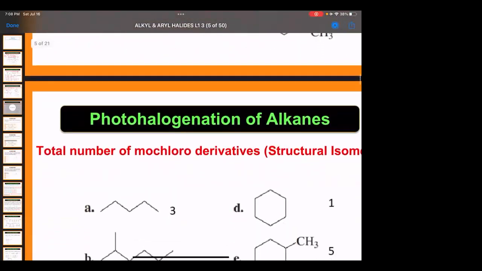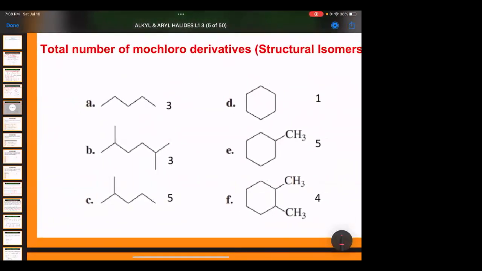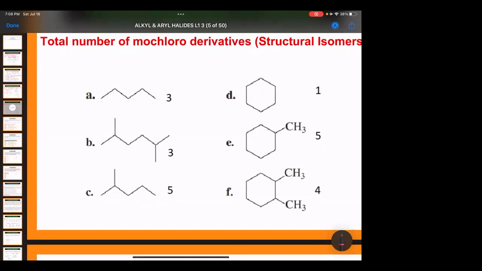So likewise, we can have it. This is the final answer. Just check it and tell me. Have you understood? All of them. This is the most common question asked in all the examinations. And it has been asked many times in JEE main, JEE advanced. Clear? I hope it is clear.